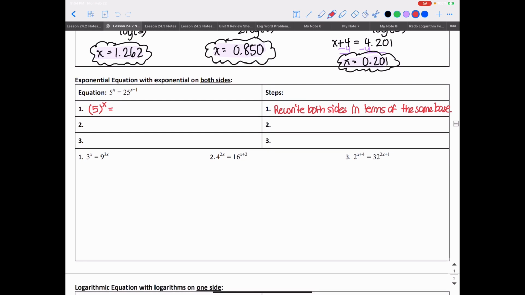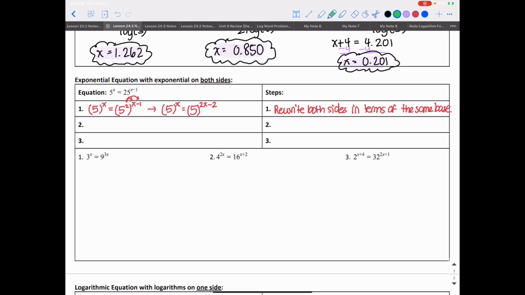The right-hand side, I have 25 as 5 to the second power, and that's being raised to the x minus 1 power. So what I actually have here is 5 to the x power is equal to 5 to the, if I have a power to a power, I multiply. So I make sure I distribute that 2 to both the x and to the negative 1. I'll have 2x minus 2. That's the power for 5 on the right-hand side.